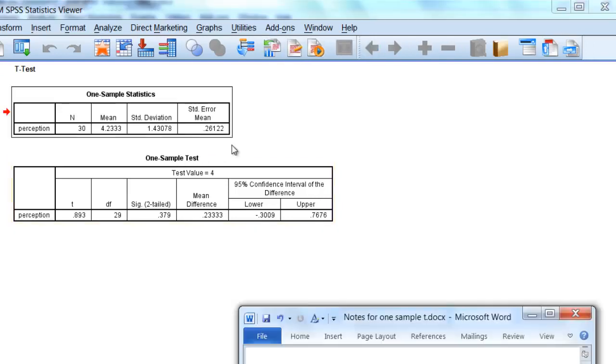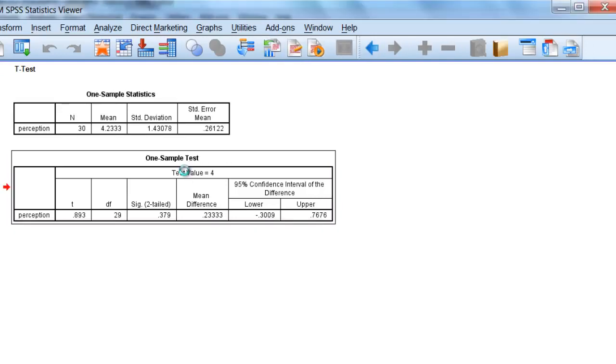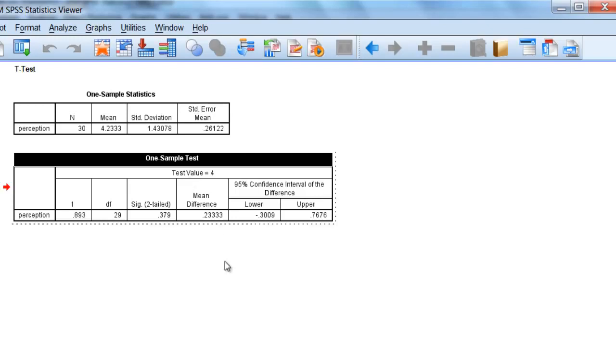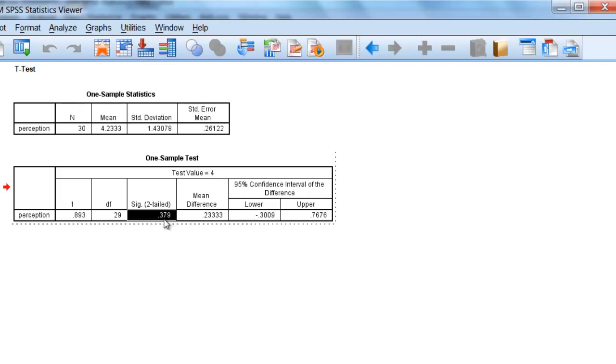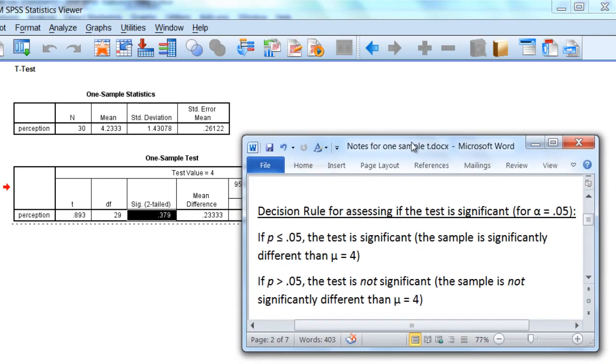Now looking at our one-sample test table, this is where we're going to evaluate whether or not the test is statistically significant. That is, do people rate the politician significantly different from a neutral response, which was a number of 4 in this example. Looking here at our p-value, notice that we have a p-value of 0.379. If you recall, we're going to use the decision rule that I described in the previous video on the one-sample t-test. So we'll use the following rule.